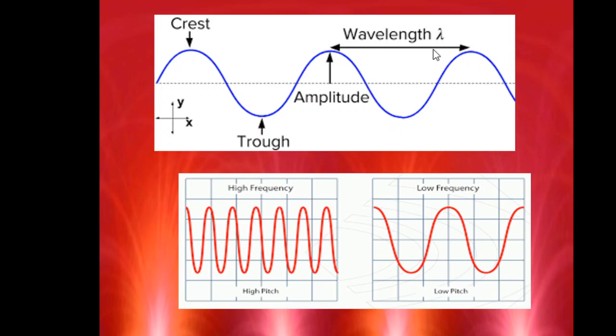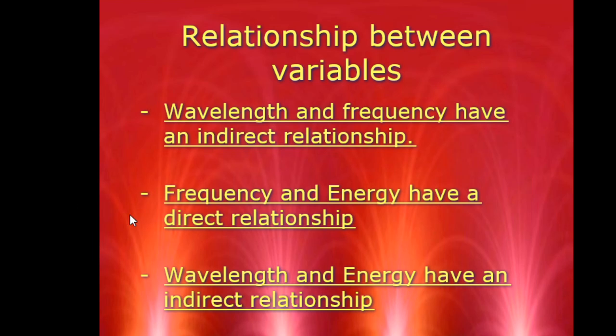But wavelength is completely opposite of that. You can see the wavelength is very short here from one crest to the next, but very high here, okay? So in a low frequency, we have a high wavelength, and in a high frequency, we have a low wavelength. So they are what we call an indirect relationship. And that's what we talk about here. So these are definitely relationships you will need to understand and how they work together.